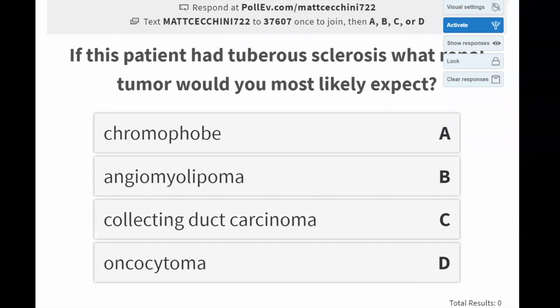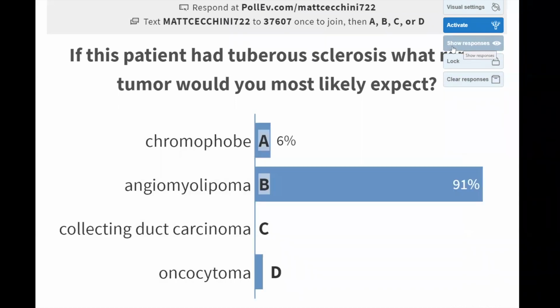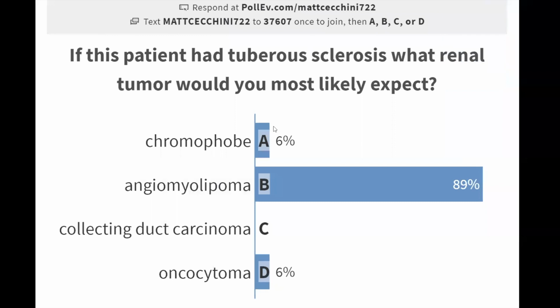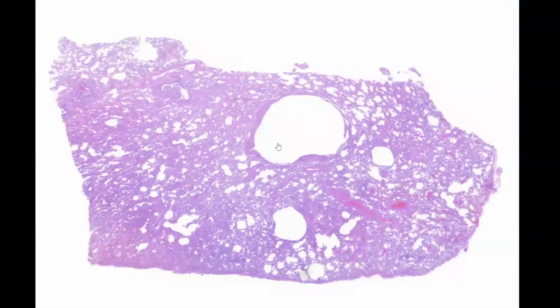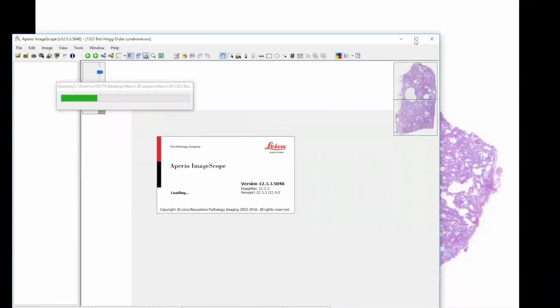So if this patient has a history of tuberous sclerosis, what tumor would you most likely expect in the kidney? Would it be A, a chromophobe, B, angiomyolipoma, C, collecting duct carcinoma, or D, oncocytoma? Great job. So yeah, these are characteristics associated with angiomyolipomas as well. So that's what you characteristically expect in patients with tuberous sclerosis. Good job.